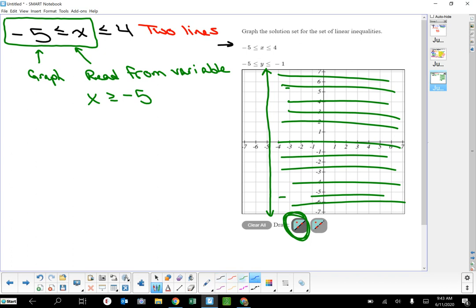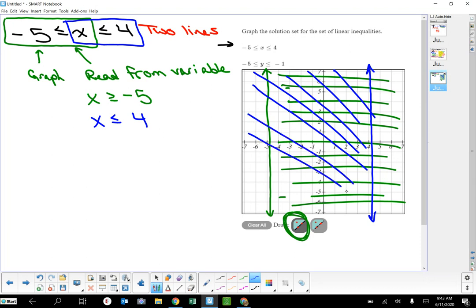Now you're going to take from the variable to the far right-hand side in a second box. So that's where these two equations come from. And that is very clearly x is less than or equal to 4. So I'm going to graph that line. X is less than or equal to 4, which means that I'm going to have this whole area highlighted, right? Everything. And then I have these other equations here.